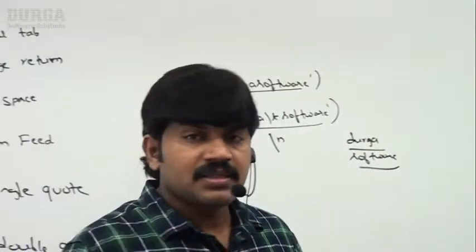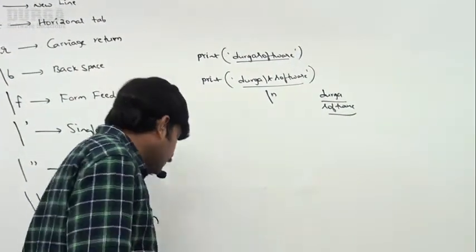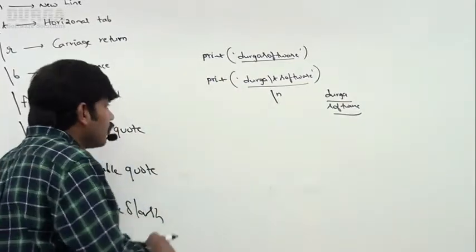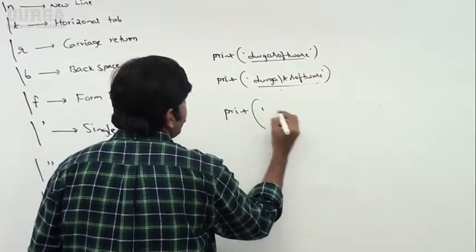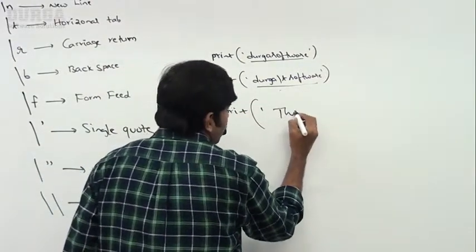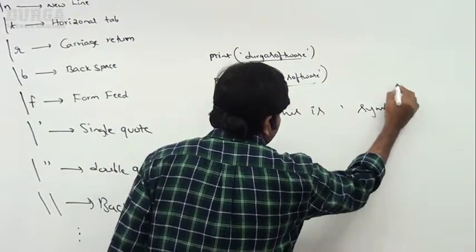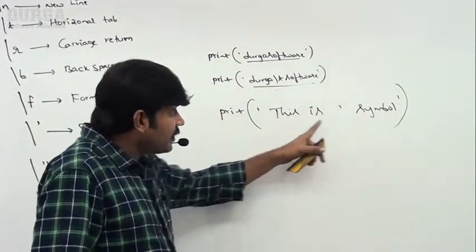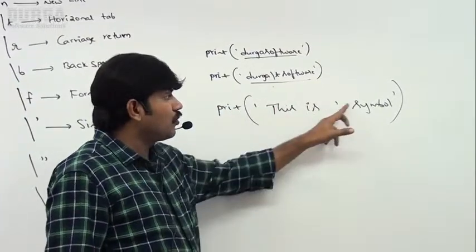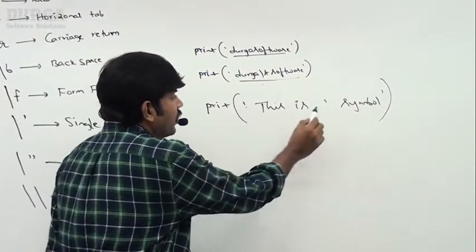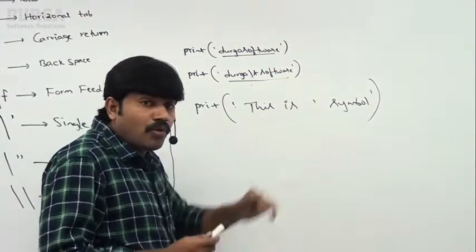It's clear. Sometimes my requirement is that I want to use a single quote as a symbol. Observe carefully: print of this is single quote symbol. If I take it like this, immediately I may get an error. You open a single quote here and you close the single quote, but now I want to use the single quote as the symbol.